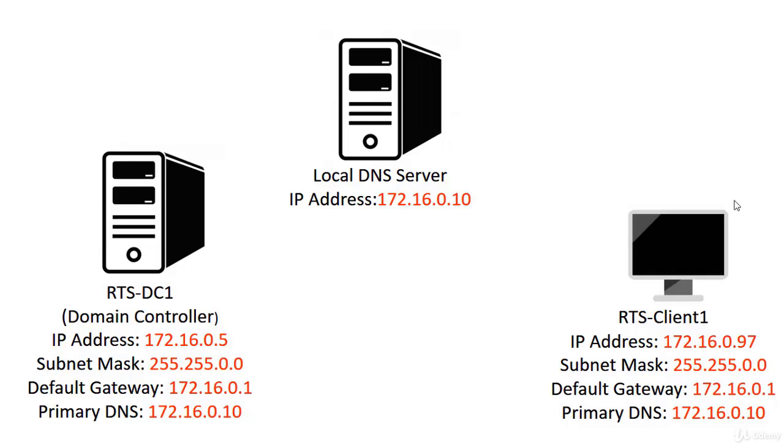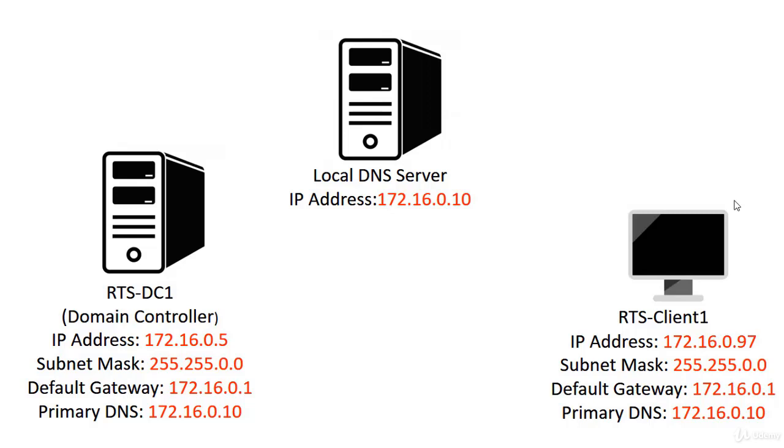In this lesson, I'm going to demonstrate the logon process from a client computer. My client computer, RTS Client 1, has its IP configuration defined. Notice the primary DNS on RTS Client 1 is 172.16.0.10. I also have the local DNS server on the network. Its local IP address is the 172.16.0.10 address. So my client computer is set to use that DNS server as its primary DNS.